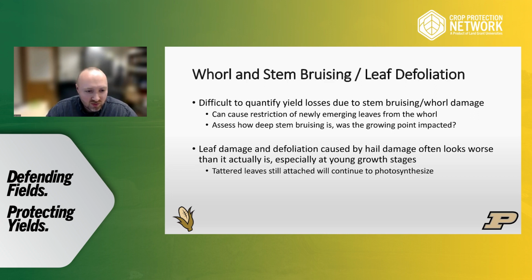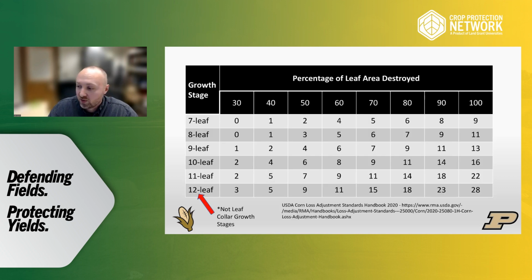So we often don't refer to those as complete defoliation, because those leaves are still photosynthesizing, still attached to that plant, and still can help that plant produce yield. So I shared this table right here, and this is really common that you see. This is from the USDA Corn Loss Adjustment Standards Handbook. And this is where a lot of work has been done looking at what the yield loss impacts are caused by percent leaf area destroyed, or percent leaf defoliation.